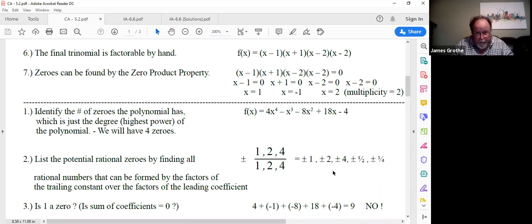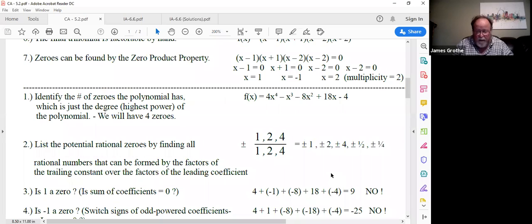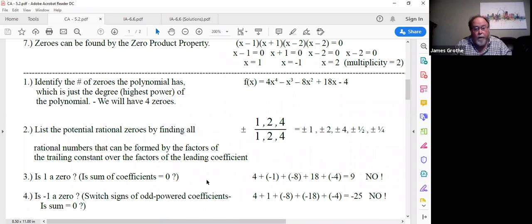Okay. Next, we look at whether positive 1 or negative 1 are going to be zeros. Well, notice if I look for 1, again, it is just the sum of the coefficients. Sum of the coefficients here would be 4, negative 1, negative 8, positive 18, and negative 4. You'll notice that when I add those up, I get 9, which is not 0. So that tells me 1 is not going to be a zero of this polynomial.